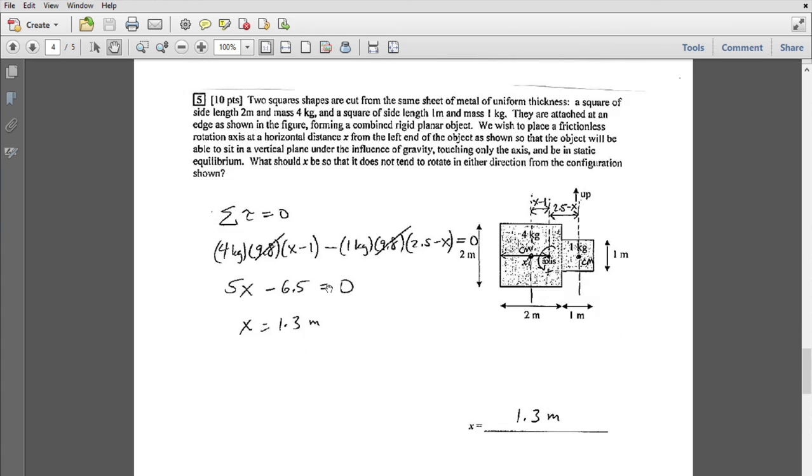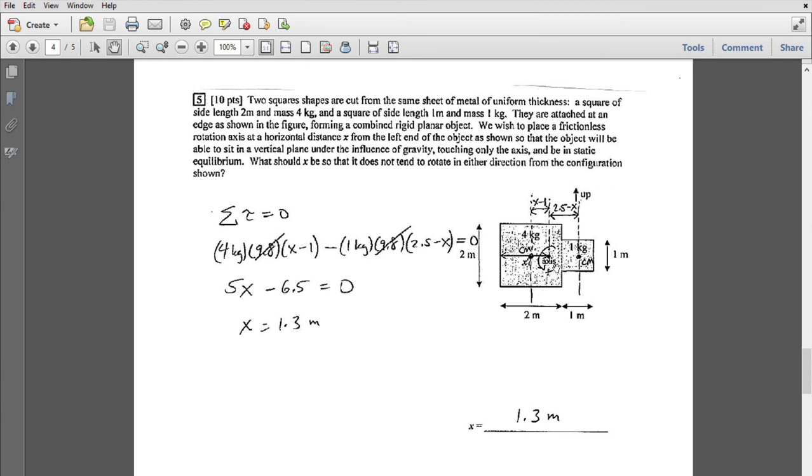5. Two square shapes are cut from the same sheet of metal of uniform thickness: a square of side length 2 meters and mass 4 kilograms, and a square of side length 1 meter and mass 1 kilogram. They're attached at an edge as shown in the figure, forming a combined rigid planar object. It's like they're welded together along this line, and they make this object which has the shape of two squares stuck together.